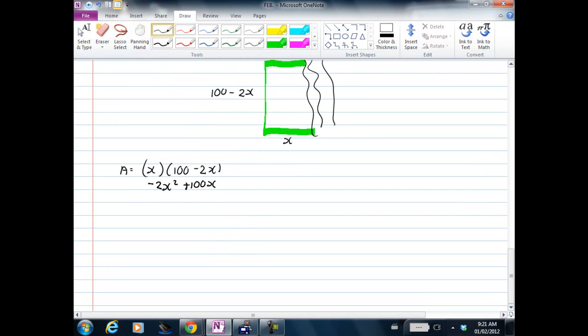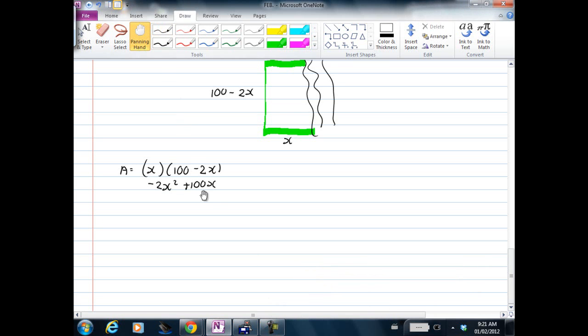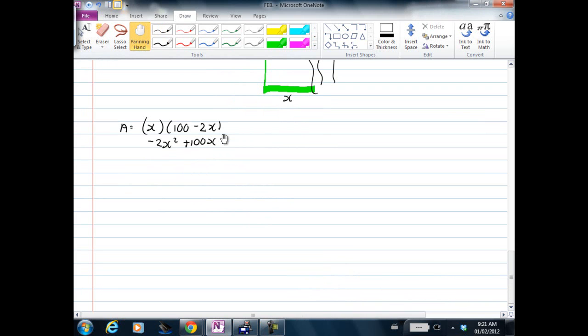Now, here comes the fun part, completing the square. Do this on your own, and tell me what is the maximum area, and what is the x value going to be. I'm going to give you a few minutes. So guys, all we're going to do now is basically complete the square.